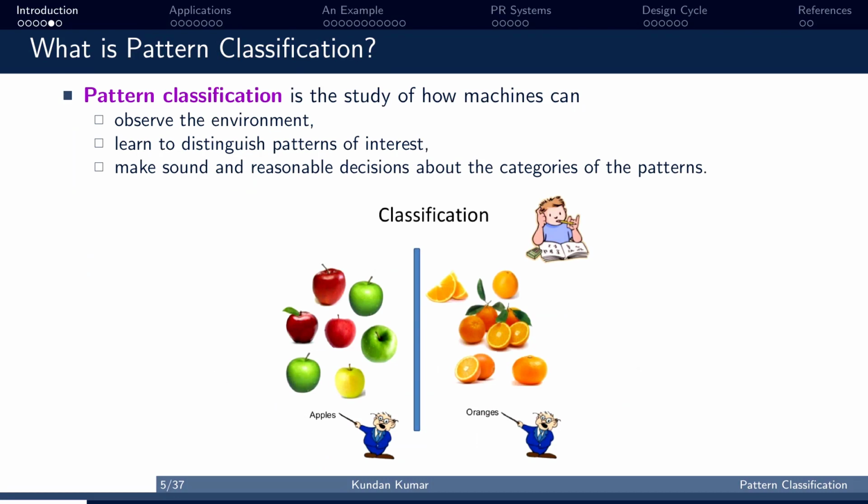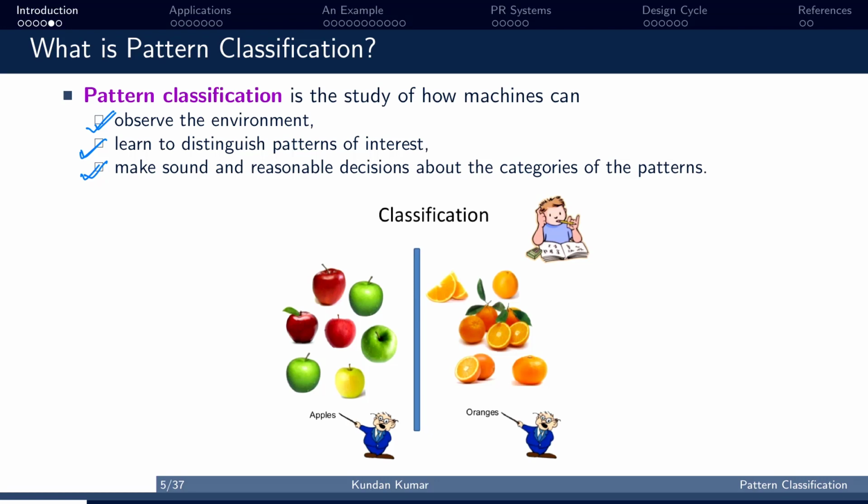Once the patterns are extracted, they should be classified. The machine should tell what action is going on. That means some decision should be taken. So a pattern classification system basically observes the environment first and then learns to distinguish patterns of interest, like the few examples I have just shown you, and then needs to make a very reasonable and sound decision about the categories of the patterns.